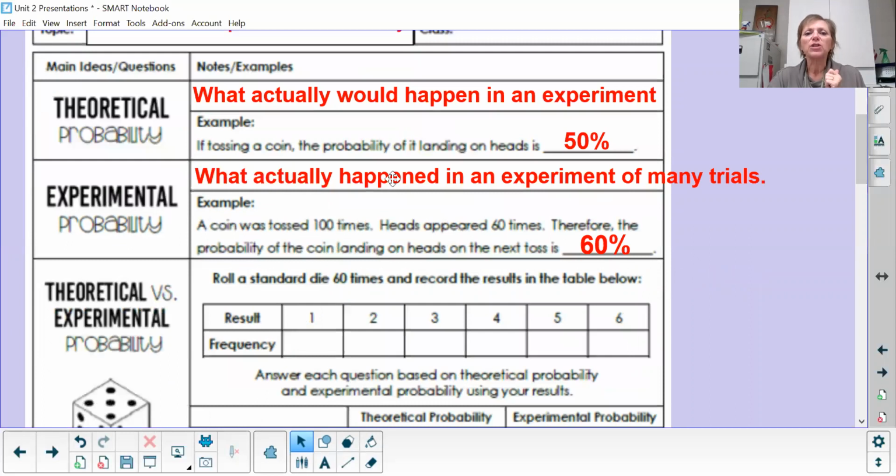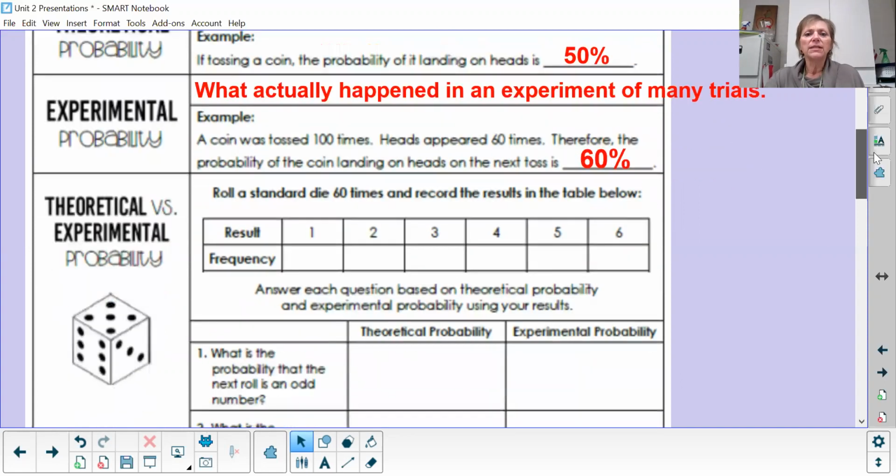Okay, the next fact, what actually happened in an experiment is the experimental. So that makes sense. This is kind of before you do it, and this is after you've gotten data. So here's some data. A coin was tossed 100 times. Notice this one said if it were tossed. Okay, so let's go back to the experimental. A coin was tossed 100 times. Heads appeared 60 times. Therefore, the probability of the coin landing on heads on the next toss is 60%. So this is theoretical, if you did it, and this is after you did it. So that's what you have to keep in mind when you're answering questions on Friday.